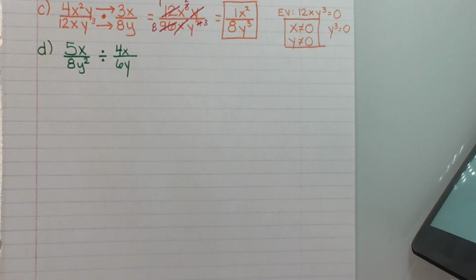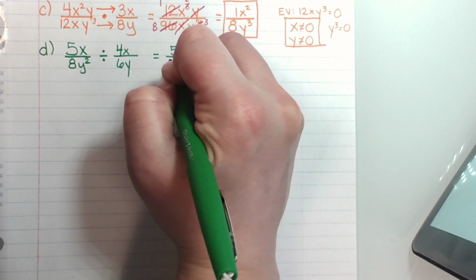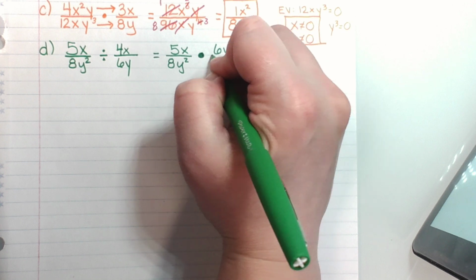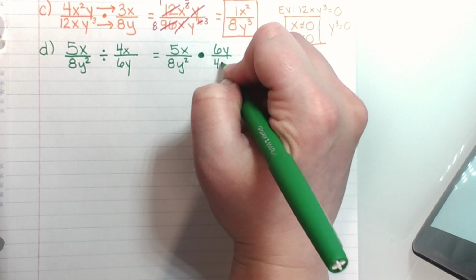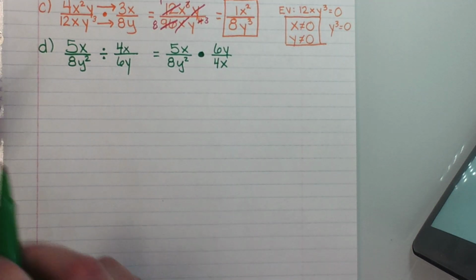X over 8y squared divided by 4x over 6y. How do you divide fractions? Flip, which one? Second one. Keep, change, flip. Keep this fraction the same. Change the divide to a multiply. Flip that fraction. Once it's multiplied, to multiply fractions, you multiply straight across.